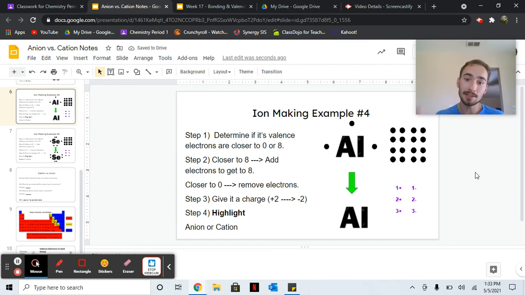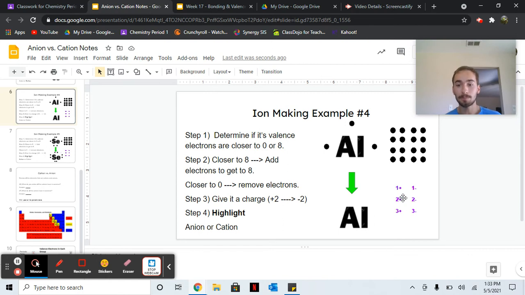Then determine, is 3 closer to 0 or is it closer to 8? Unlike selenium, which had 6, 3 is closer to 0. So we're going to lose these 3 electrons. We don't have to do anything for this Al. Now it has 0. It lost these 3 electrons. It went back down to the orbital before.